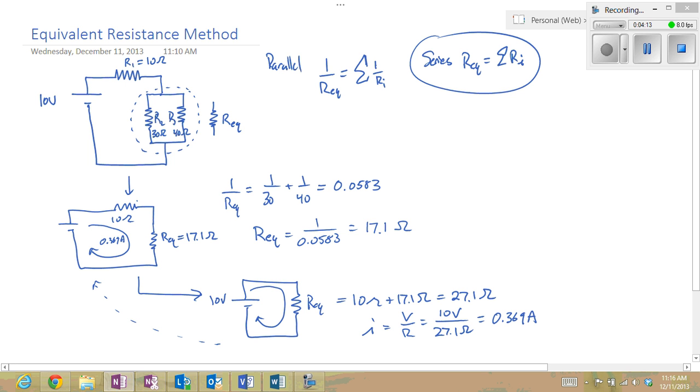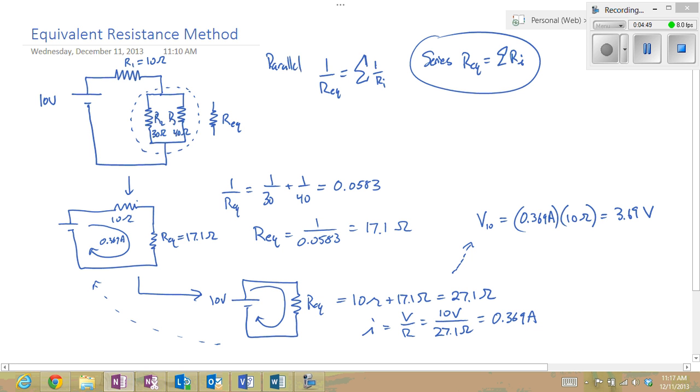because everywhere in a series combination, the current is the same, which means I now know the current flowing through the 10 ohm resistor, and I know the current flowing through the equivalent 17.1 ohm resistor, which means I can now go back a step mathematically and say that the voltage drop across the 10 ohm resistor is equal to the current through the 10 ohm resistor, which we know is 0.369 amps, times the resistance of the 10 ohm resistor, 10 ohms, or 3.69 volts.